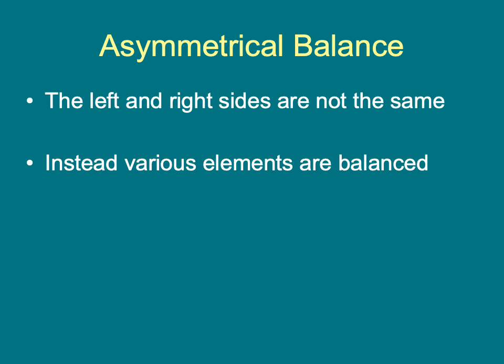Now, asymmetrical balance means that it's not the same on both sides, but it is balanced. So think about a scale or a seesaw. If you had a bigger kid and a smaller kid, that wouldn't balance out, but you could add several small kids to balance out the larger kid. And so that's basically what it's doing. It's creating balance, much like you would do on a scale.